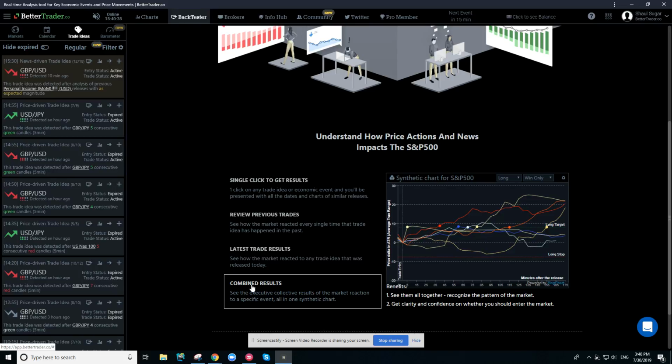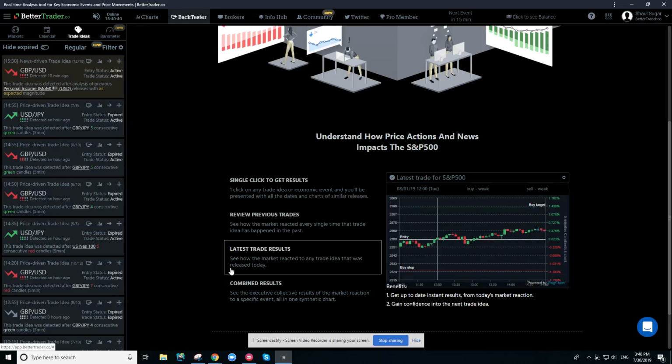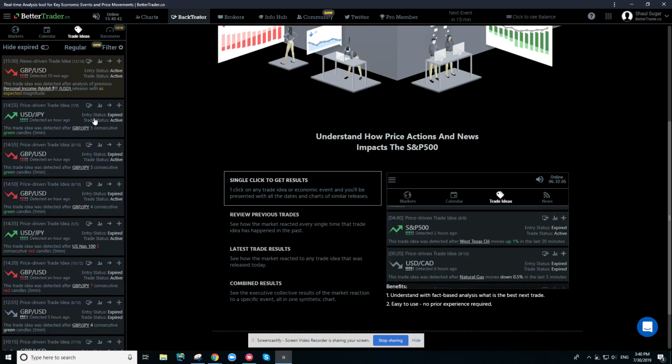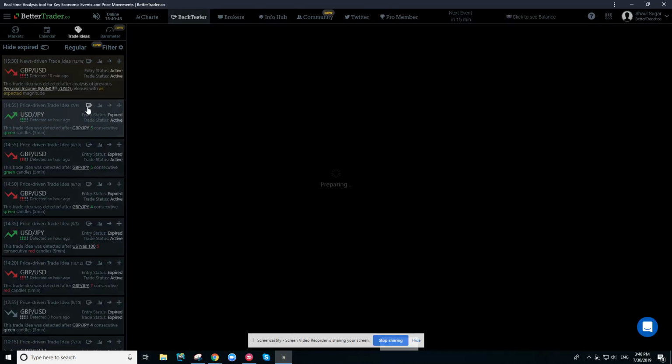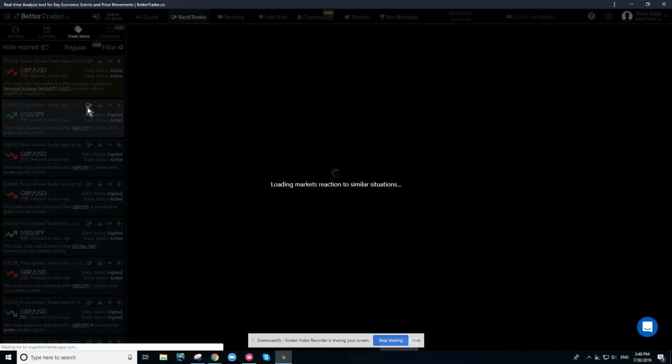So let's go to a trade that is happening now. We're going to look at this trade. We're going to click on the backtester icon right here. Now it takes a moment to load because these are charts happening in real time and it's always updating. So it takes a minute to load, but it's worth it.